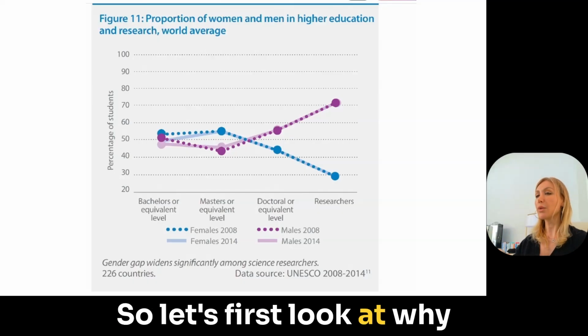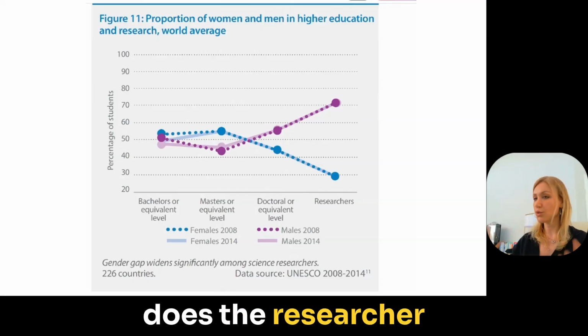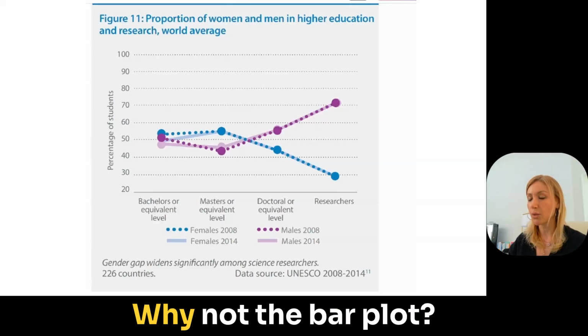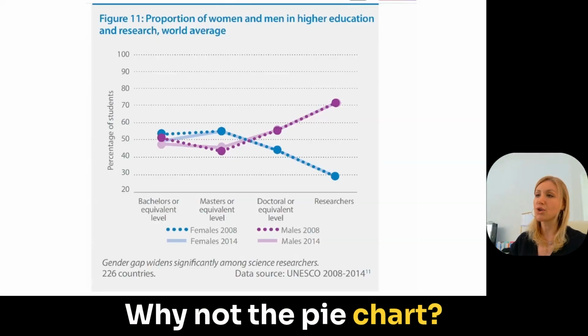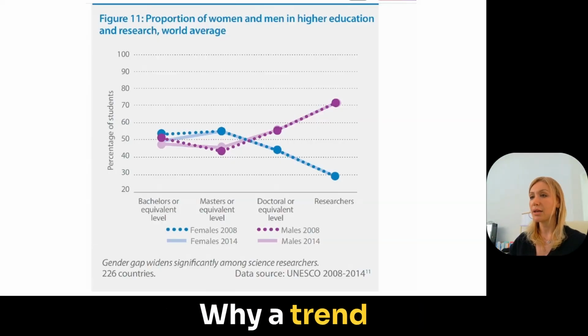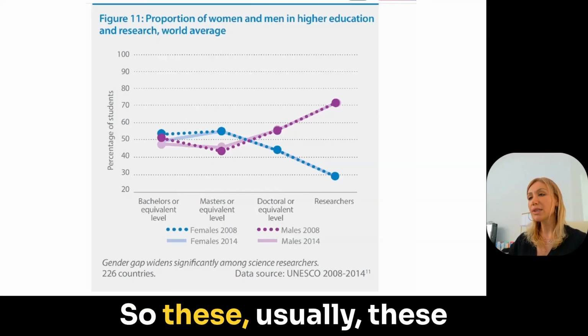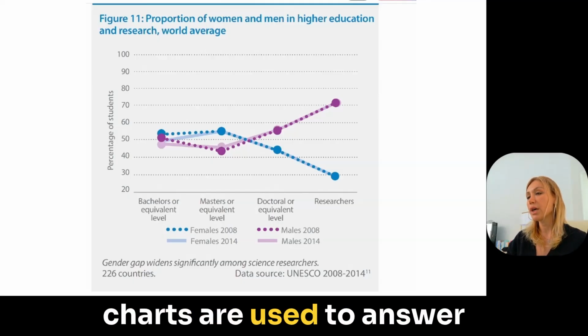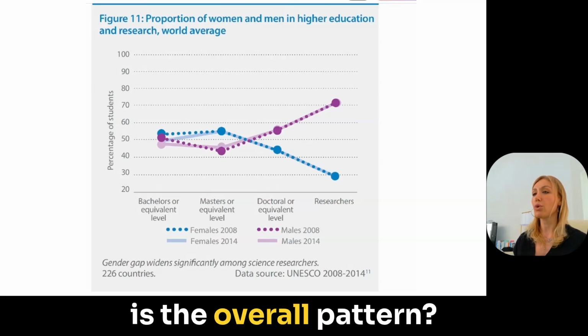So let's first look at why the researcher chose to represent the data in this way, right? Why not a bar plot? Why not a pie chart? Why a trend regression line? These kinds of design choices or charts are used to answer the question of what the overall pattern is.